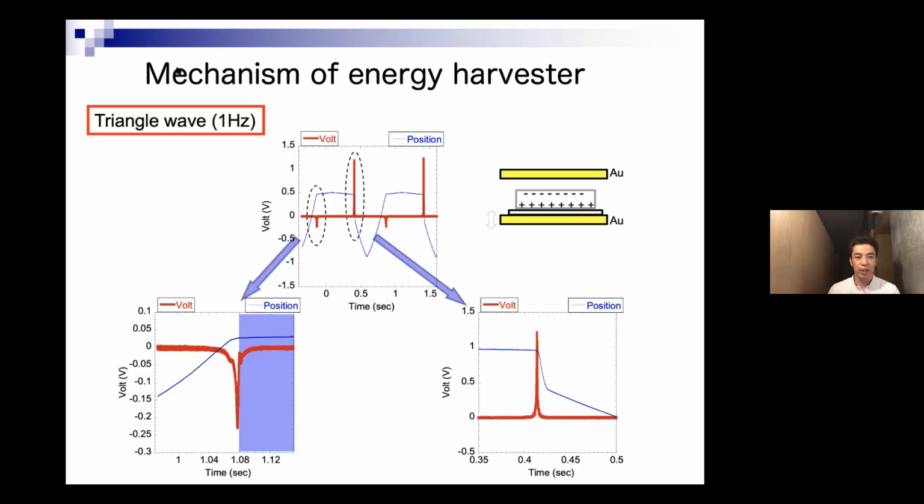But if you slow down the vibration, and also if you use a triangle wave, then it is like this. Of course, there's some small effect before the electrode is attached to the electrode. So there's some current, and of course, it is coming from the electrostatic effect. But mainly, the current is only observed when we touch the electrode. So we believe that there's indeed the electrostatic effects of the electric double layer electrode.